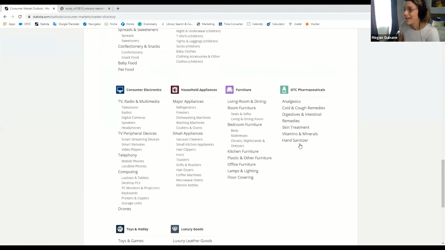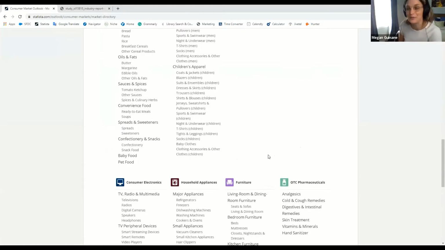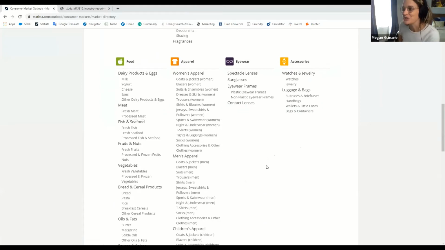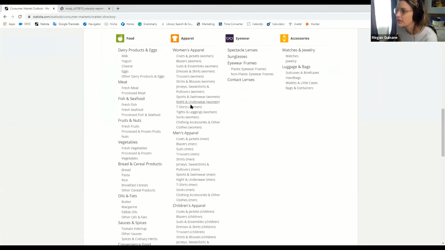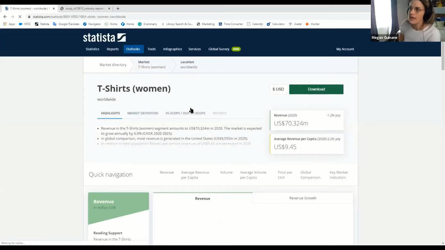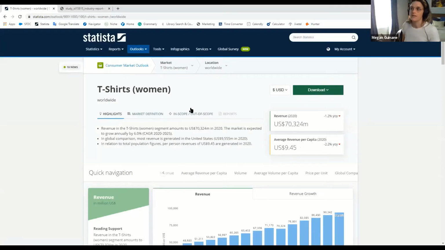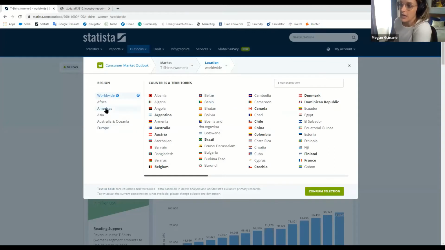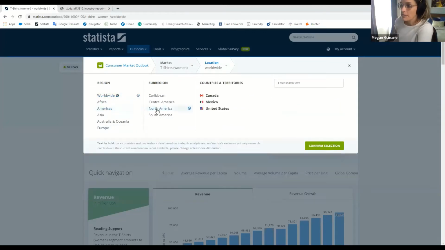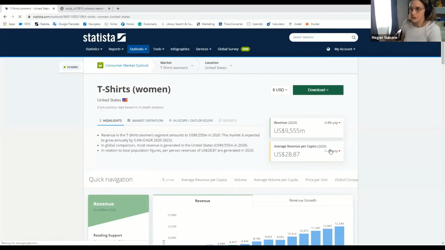For example, we have hand sanitizer. We did not think 6 months ago that we would need to have a segment on the hand sanitizer market, but we do. I'm going to go into apparel, particularly women's t-shirts. And this brings me to what's going on in the women's t-shirt market on a worldwide scale. But this can be filtered down by region, so all of the Americas, maybe just North America, maybe that's where you want to have your business, or you can do it by a particular country. I'm going to do the United States because that's where we're located. And now the report has updated to include just information for the United States in this particular market.